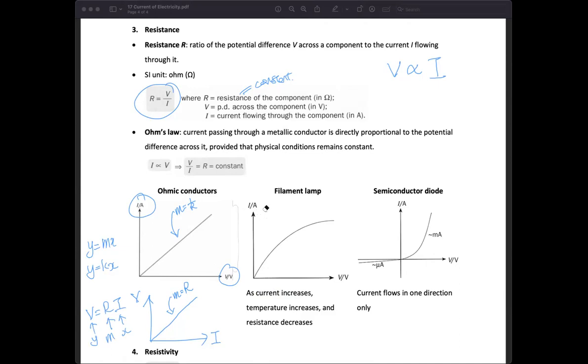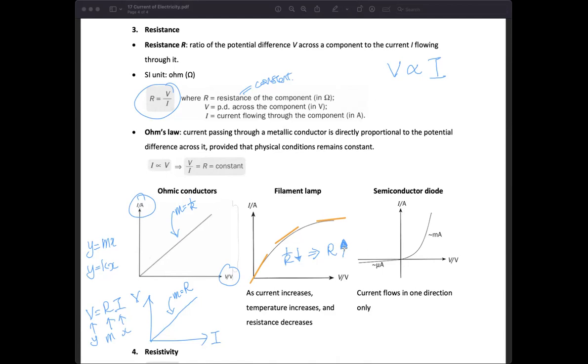Same thing now. I draw I over V again. So the gradient will be like this. The gradient will be like this. Can you see? The gradient is decreasing. And the gradient means what? 1 over R decreasing is the same as resistance increasing. Clear so far? The gradient actually is 1 over R. So as the gradient decreases, 1 over R decreases, it actually means that your resistance increases. Clear so far?